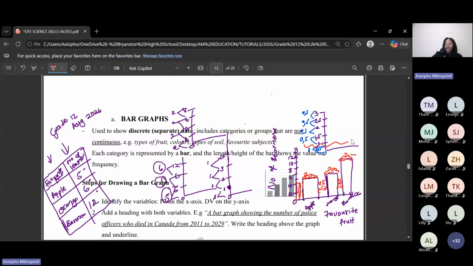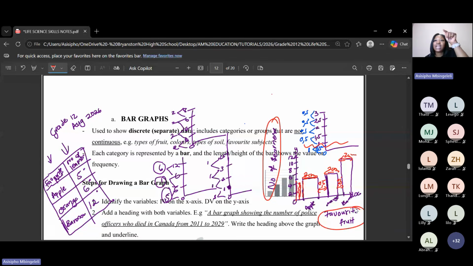A bar graph showing whatever you are writing in your label. Please make sure that the information that you have on your x-axis and your y-axis is in your caption. And this is easy: a bar graph showing favorite fruits of different learners. Yes, a bar graph showing learners' favorite fruits. You have that. But something else that is important: if you are given any extra information that is specific to the data, you include it.